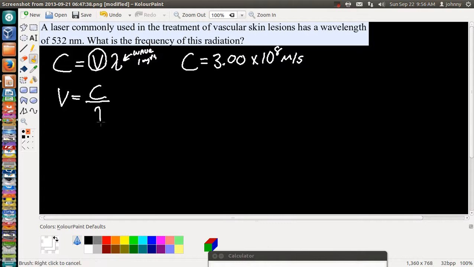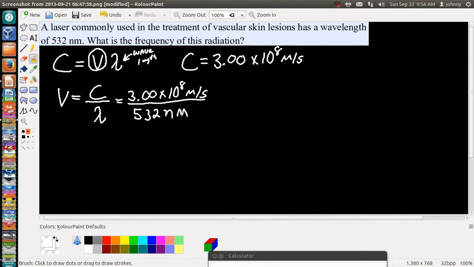Our wavelength. Okay. Now, the speed of light is 3.00 times 10 to the 8th meters per second divided by our wavelength. Now, our wavelength is 532 nanometers. Whoa, that is not meters. We need it to be in meters. Now, here's the reason why. Velocity in physics is measured in units of meters per second. So we need this to be just meters.